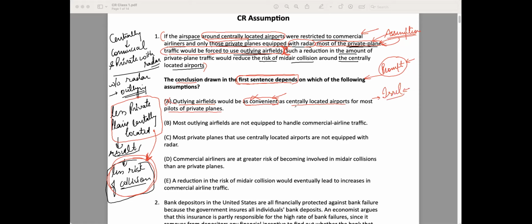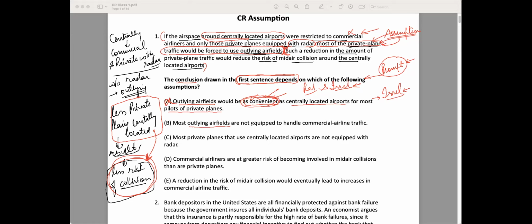So in CR questions, we need to pick which options are relevant and which are irrelevant. That is the first thing. While looking at the options, the first thing that should come to your mind is whether this option is relevant or not. This option talks about convenience as a factor. We are not talking about convenience anywhere in the argument. That's why this option is irrelevant. So our first option is out.